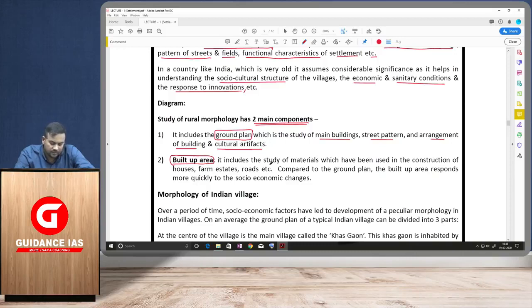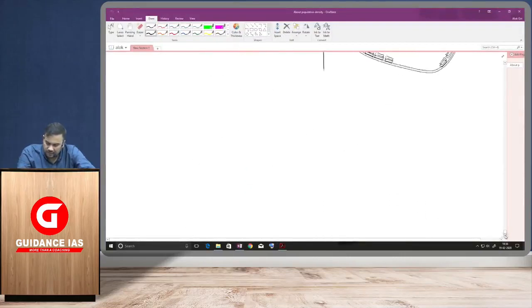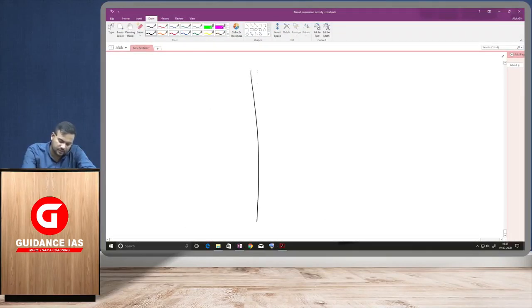Second is the built-up area, which includes study of materials which have been used for construction of houses, farm states, roads. Okay? Built-up area is the main village site. That is the built-up area. So what we are simply trying to say here is something like this. Suppose this is a road which is going. So here what has happened, the village has been built.